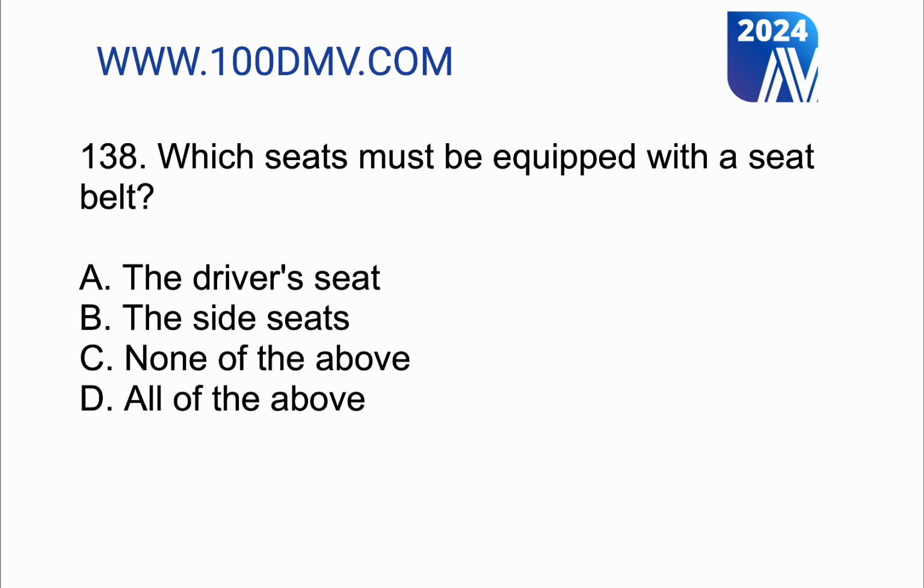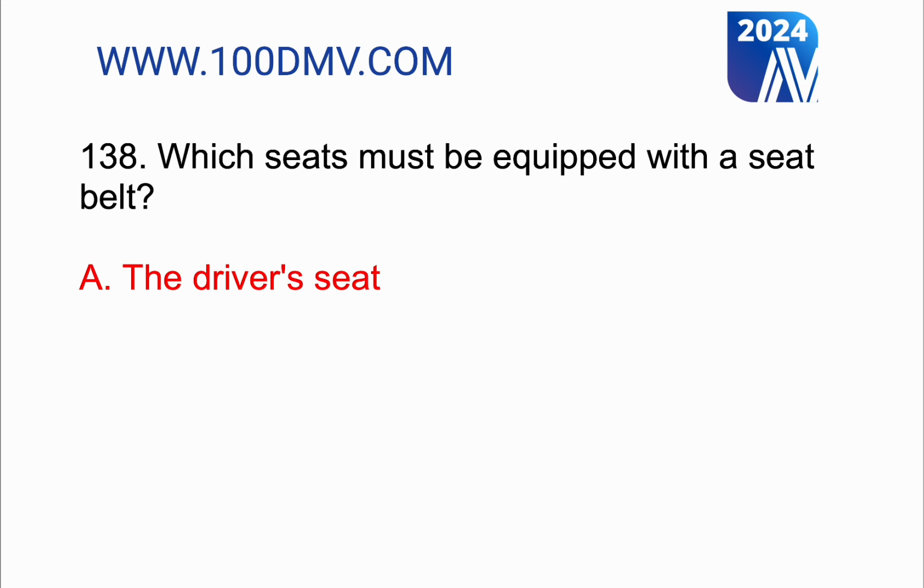138. Which seats must be equipped with a seat belt? A, the driver's seat, B, the side seats, C, none of the above, D, all of the above. The correct answer is A, the driver's seat must be equipped with a seat belt.